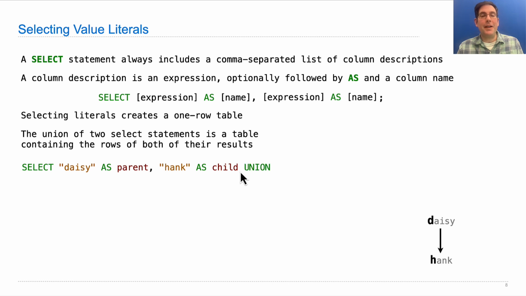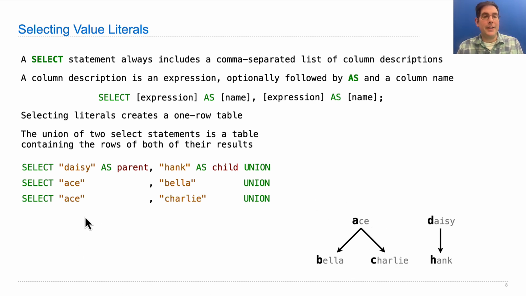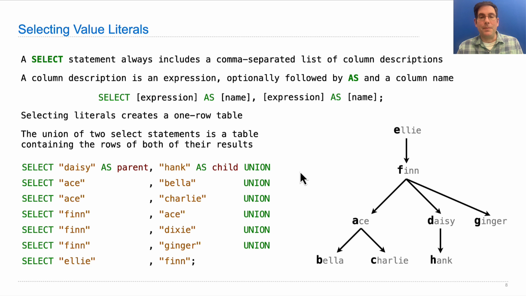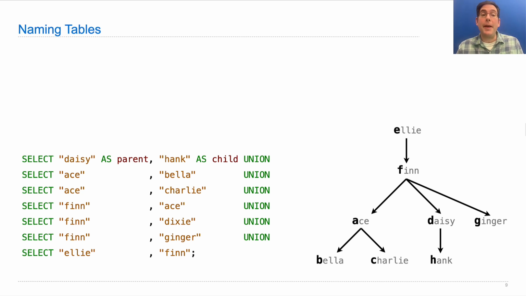If I wanted to create a larger table, I could take a one-row table and union it with another one-row table. Here I have two other dogs, Ace and Bella. Here's two more, Ace and Charlie. And if I just keep using union, I'm building a table with more than one row. And even though I draw it as a tree, what I've really created is a table with a parent column and a child column. So I could give that table a name.